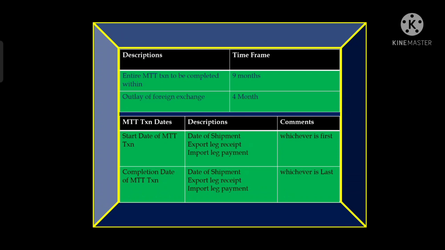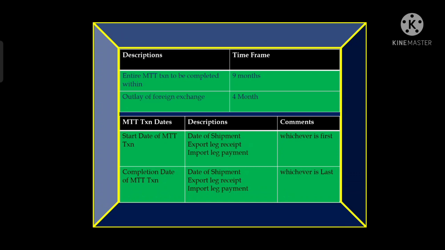It can be a shipment date, an export leg receipt date, or an import leg payment date. Whichever date is first would be considered the starting date of the merchanting trade transaction. If the shipment happens before receiving the export leg and before making the import leg payment, then the shipment date would be considered the starting date of the merchanting trade transaction.